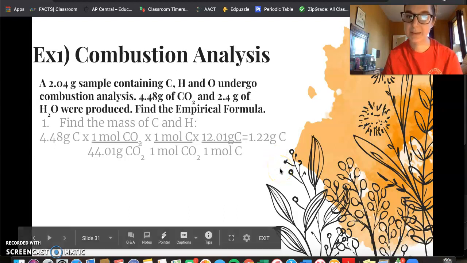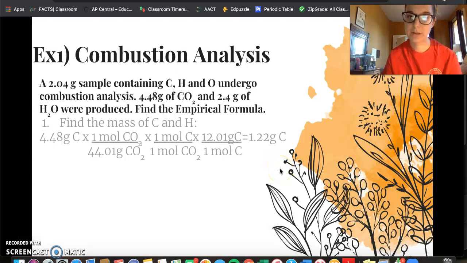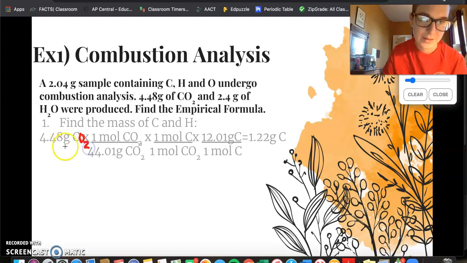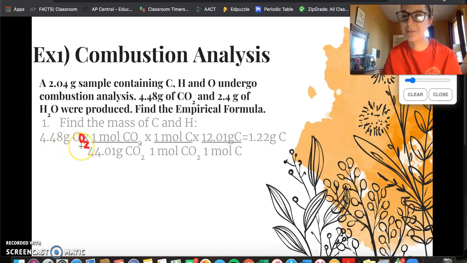So we're going to take the 4.48 grams of carbon dioxide, that should be CO2. I made a lot of typos in this, I apologize for that. But this should be CO2. Okay, they didn't give us 4.48 grams of carbon, they gave us 4.48 grams of CO2. Okay, so make that correction.